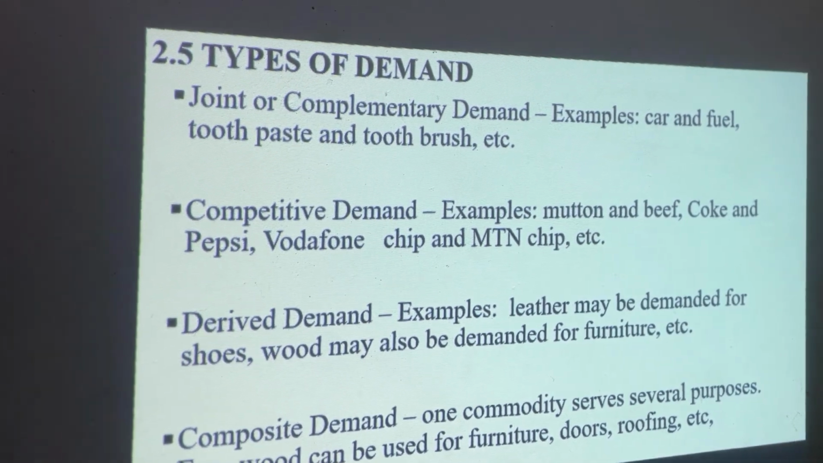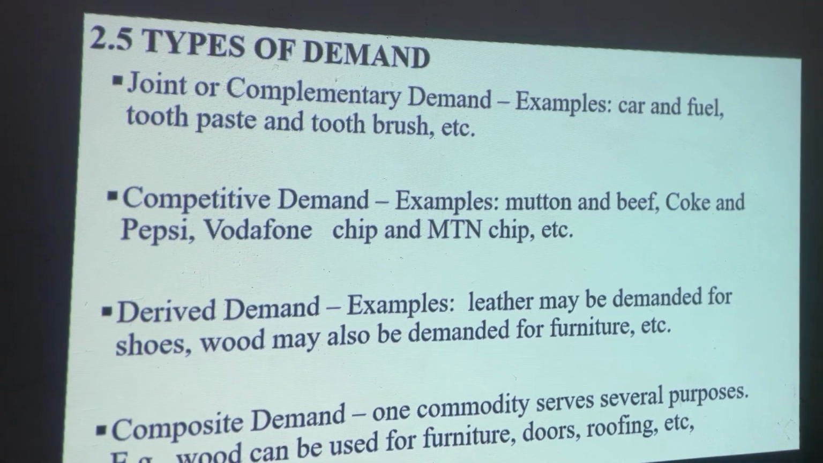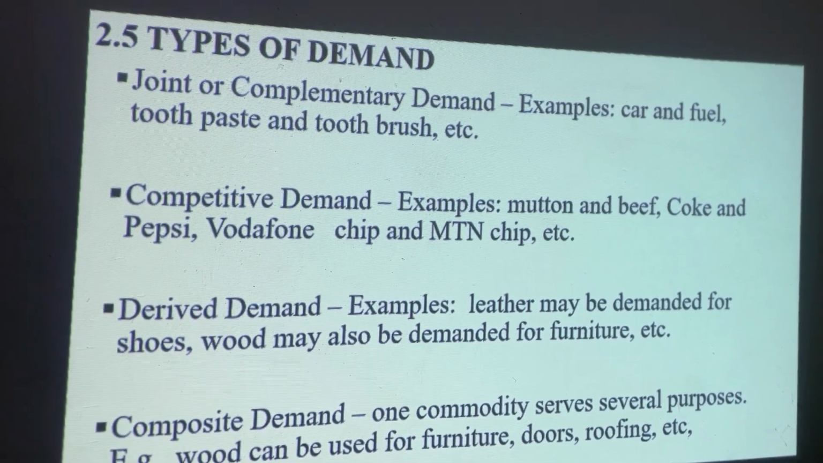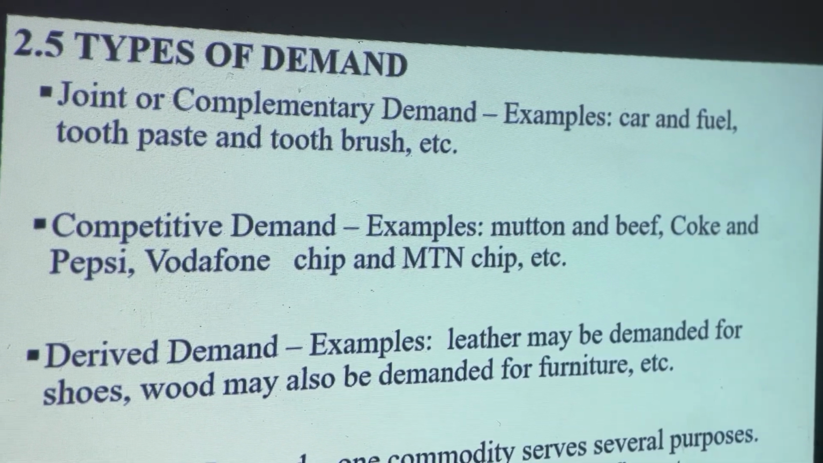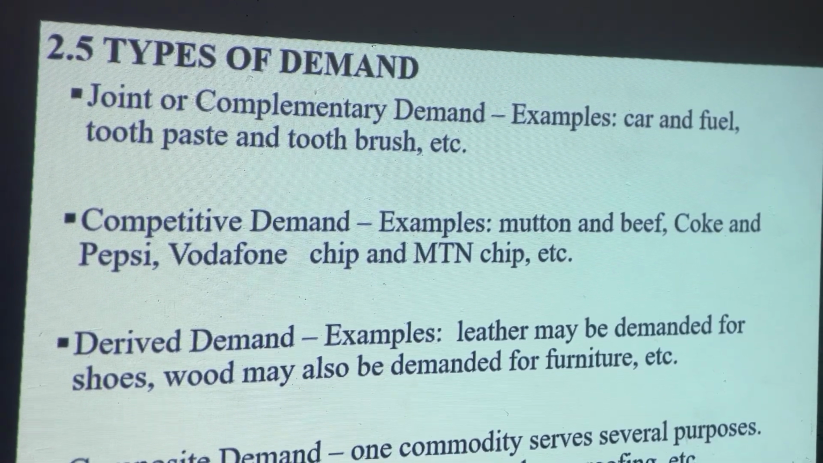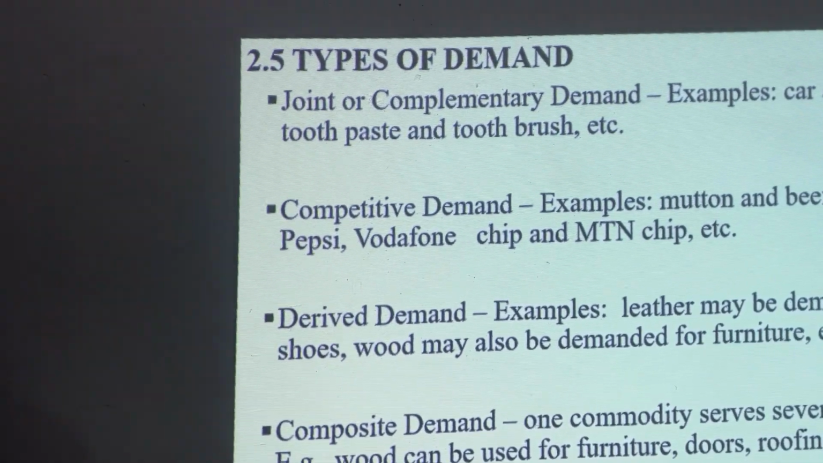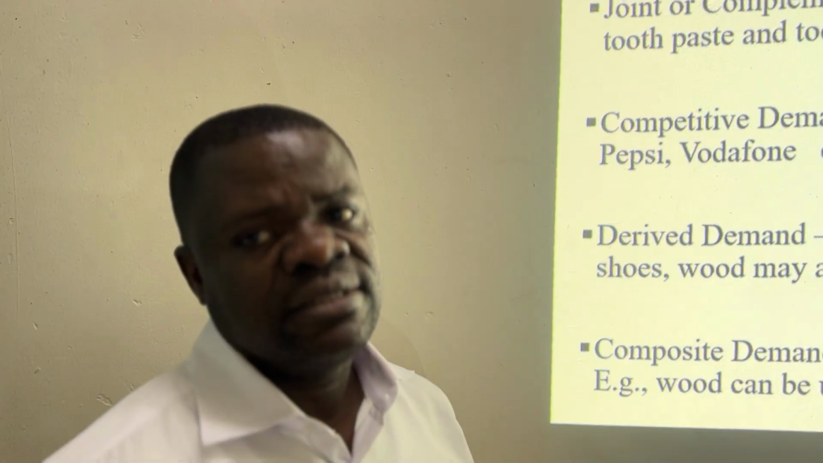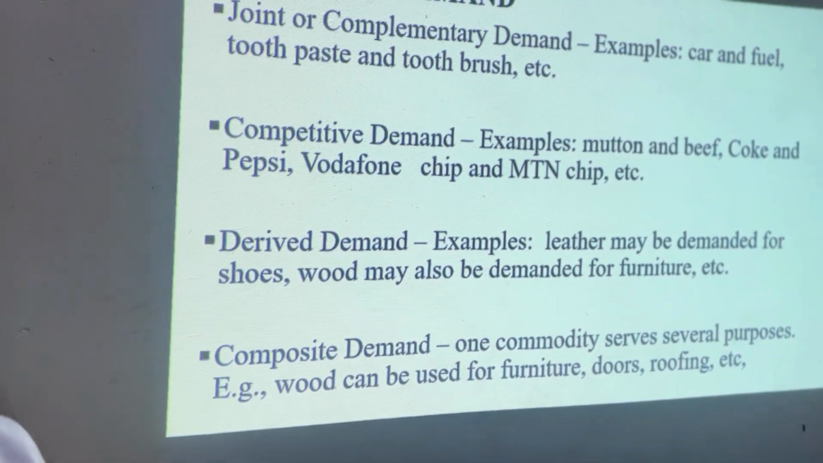Now I want to continue with the various types of demand. And with this, the first we are talking about is joint or complementary demand. So here, two goods are said to have complementary demand when they are consumed together in order to serve a purpose. Like for instance, without fuel, it would be difficult to use a car. So car and fuel are a very good example of complements.